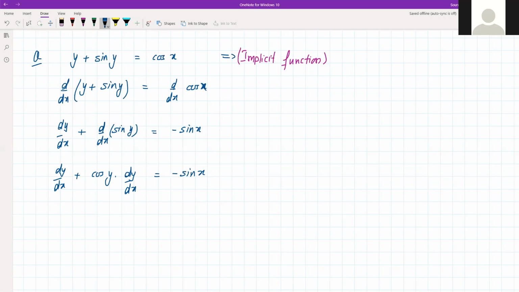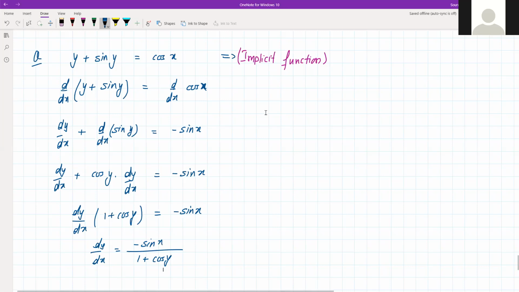Now obviously I can take dy by dx common, and I'll have 1 plus cos y on this side, which is equals to minus sine x. So from this I get dy by dx is equals to minus sine x divided by 1 plus cos y. This method is called solving implicit functions. So this is the second method.